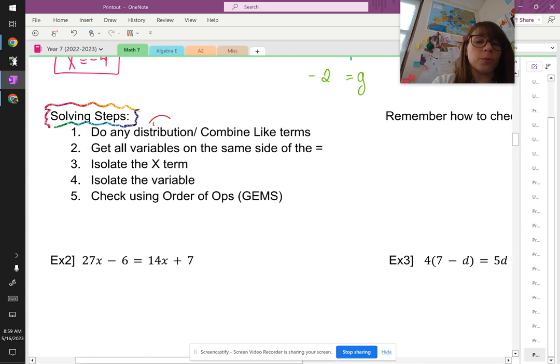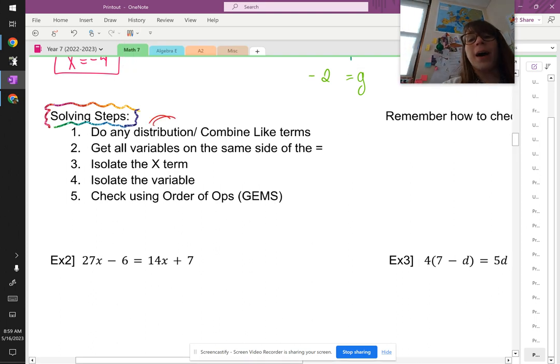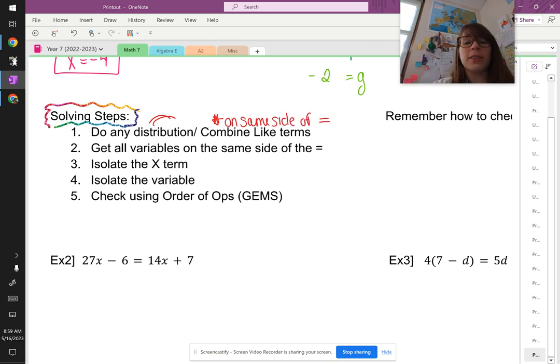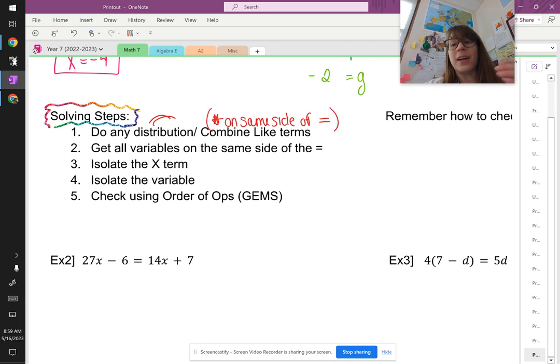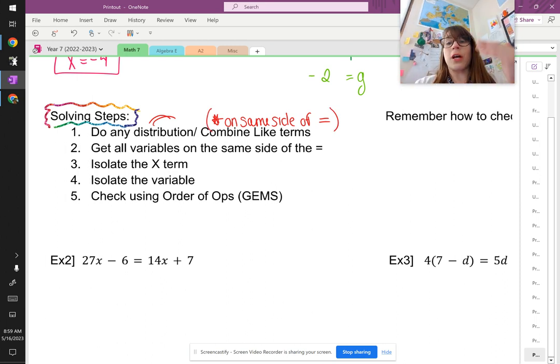Remember, you're going to look for the swoopity swoops. You're going to combine any like terms. However, you're only combining like terms if they're on the same side of that equal sign. If they're not on the same side of the equal sign, you cannot combine them and you'll have to use the inverse operations.